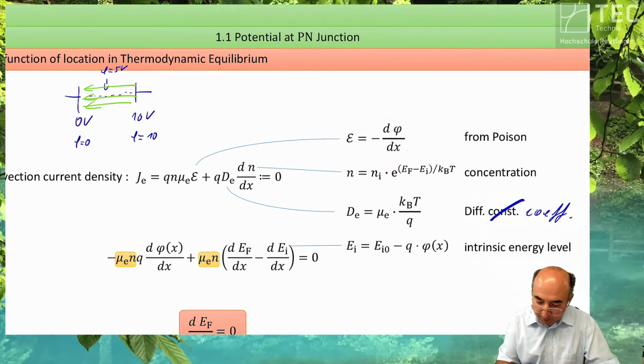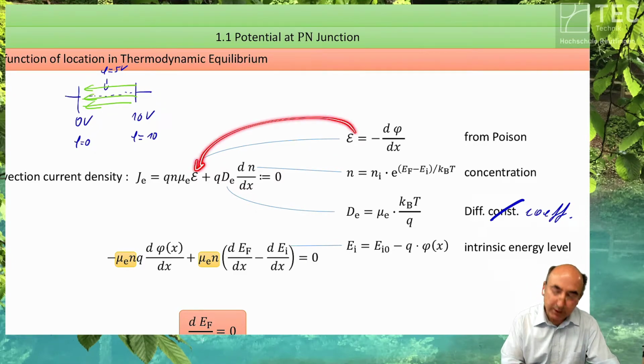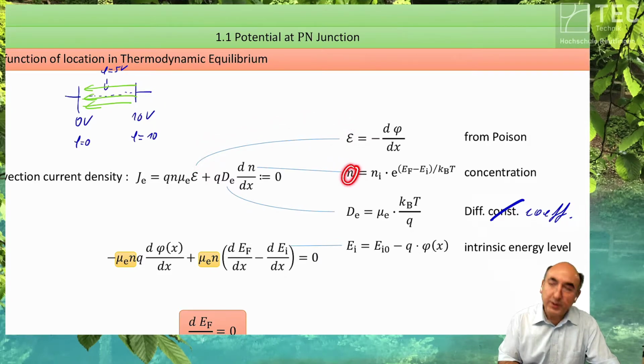Just to repeat in a very simplistic way this statement. So we put this equation in. Second, we know that the carrier density, the movable carriers, can be expressed, this concentration, by the intrinsic concentration times e to the power of Fermi level minus intrinsic level.